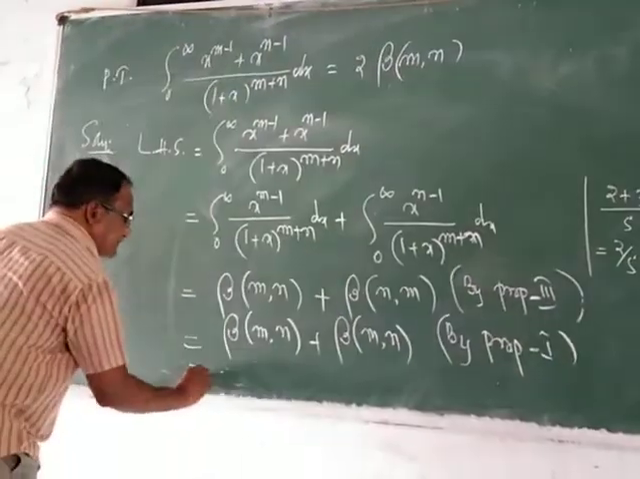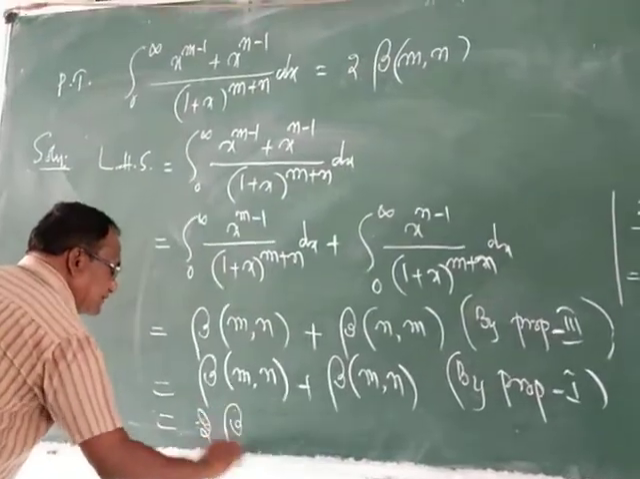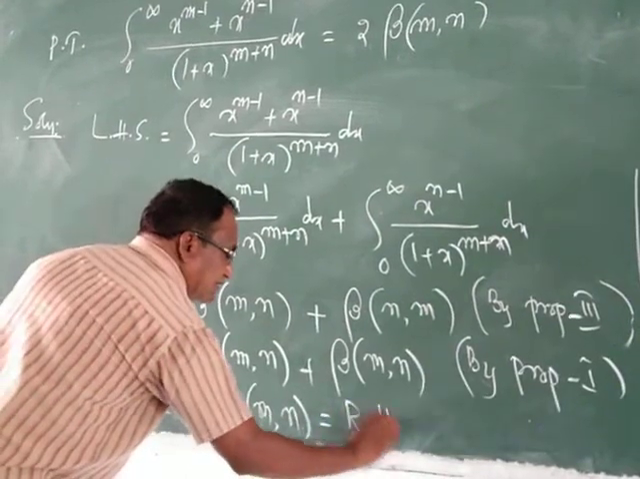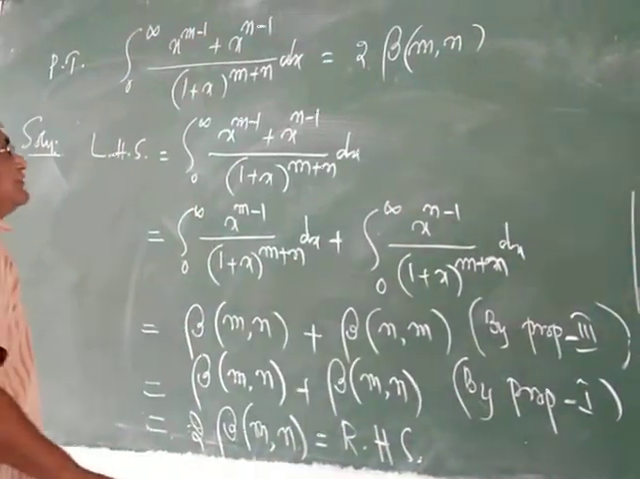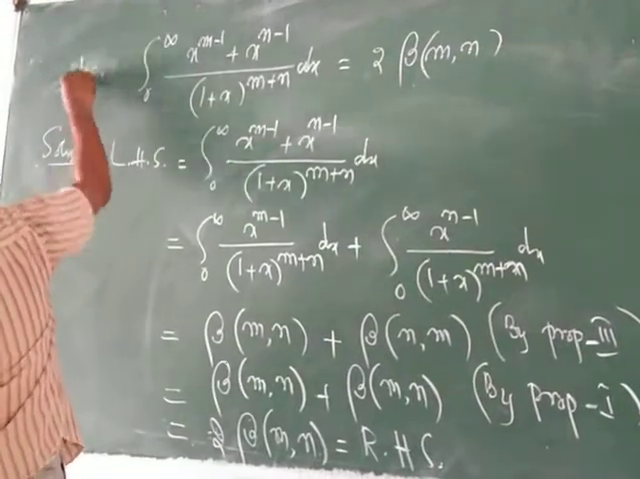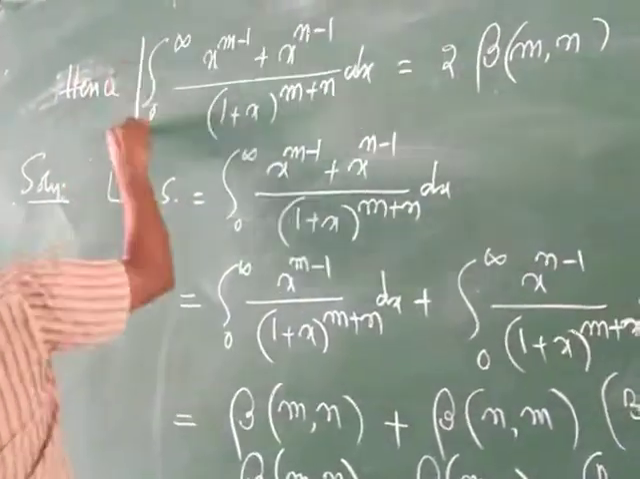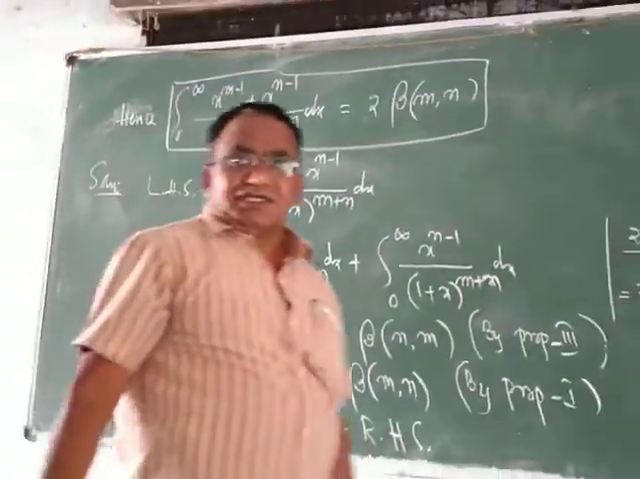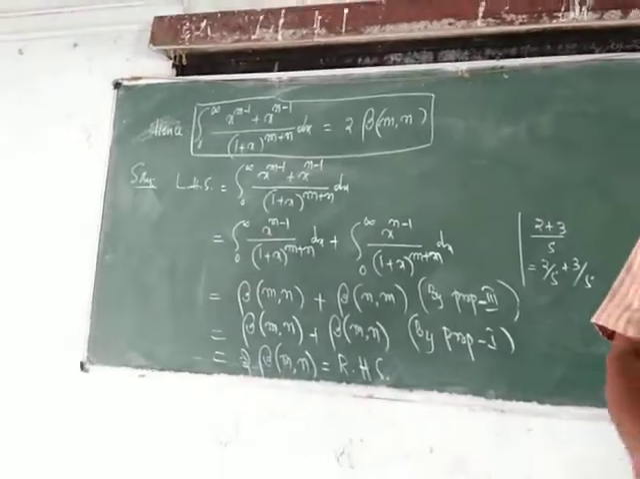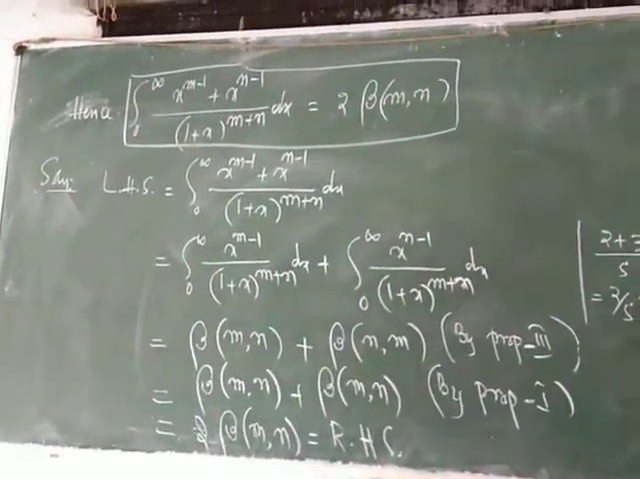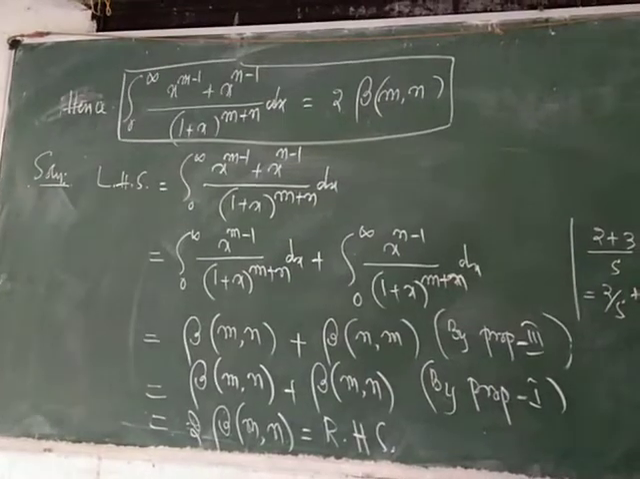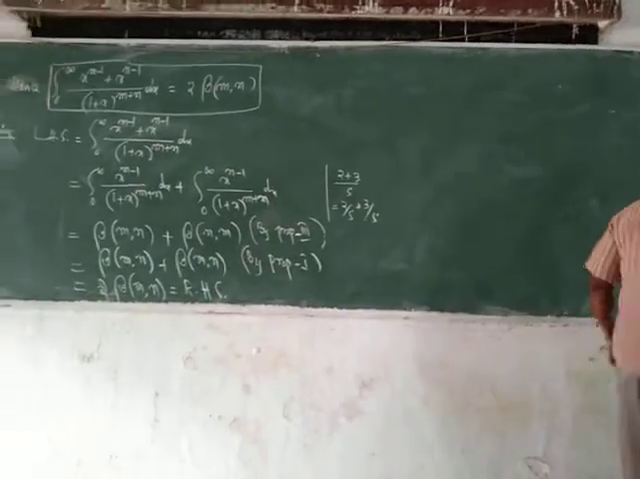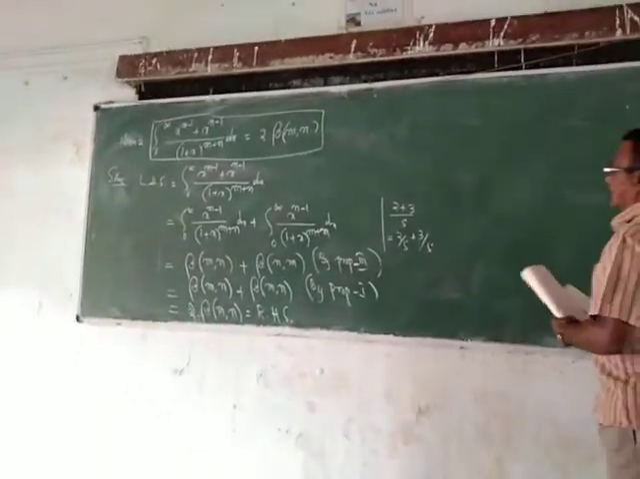Beta(m, n) plus beta(m, n) is 2 times beta(m, n), which is equal to your RHS here. Therefore, LHS is equal to RHS, and hence we have this property: the integral from 0 to infinity of (x to the power m minus 1 plus x to the power n minus 1) by (1 plus x) whole to the power m plus n dx is 2 times beta(m, n). Okay, let's go to the next example.